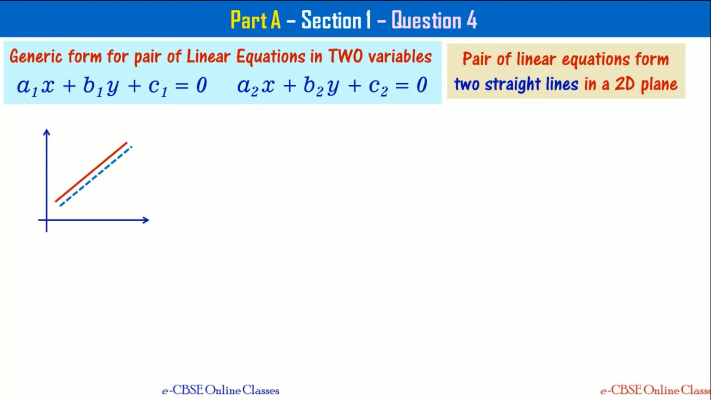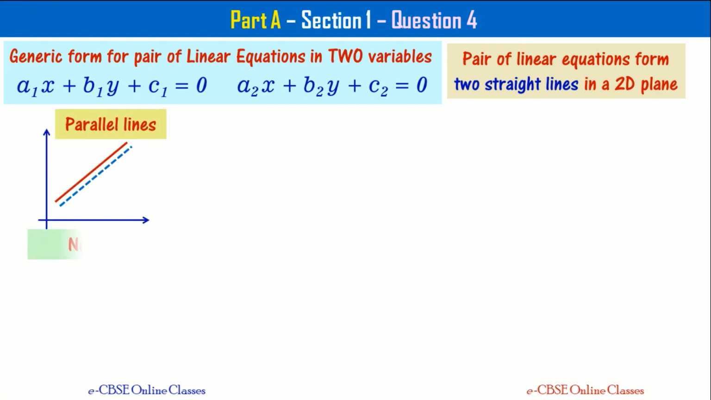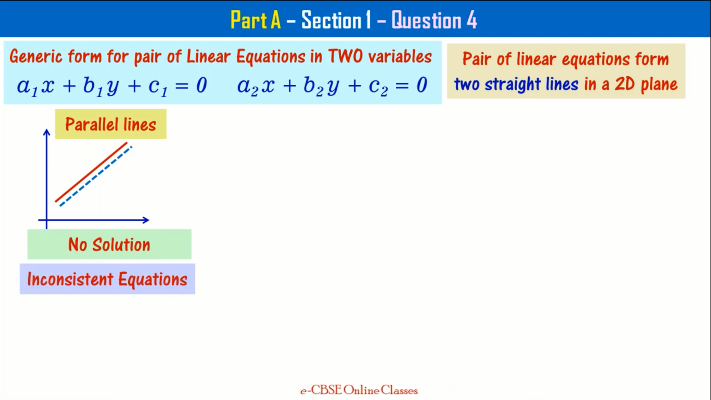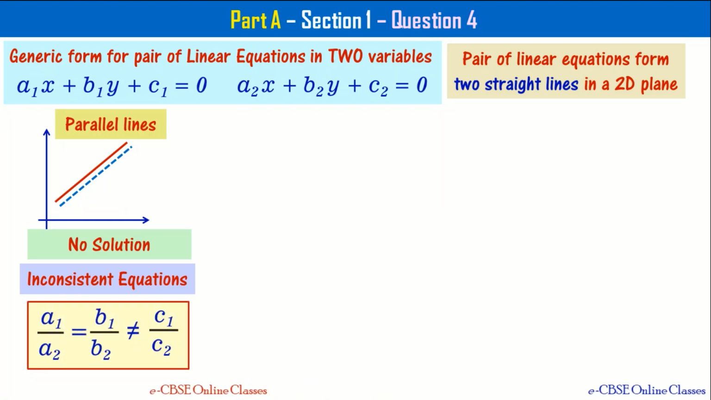So those two straight lines can be parallel lines as shown here. In such a scenario, you will have no solution for the corresponding equations, and those equations are said to be an inconsistent set of linear equations. And if you write the ratio of their coefficients, they can be related as a1 by a2 equal to b1 by b2, that is not equal to c1 by c2. Please take a note of that.